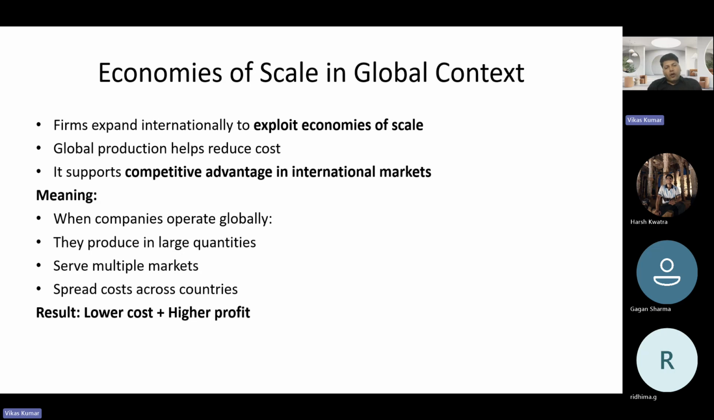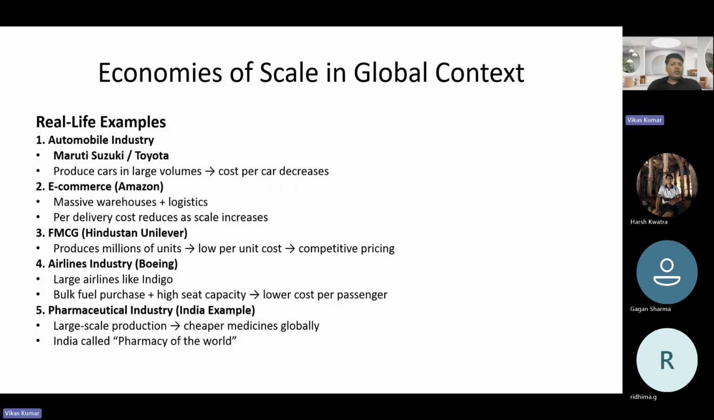So when companies operate globally, they produce in large quantity, they serve multiple markets, and they spread cost across the countries. So the result will be lower cost plus higher profit. If we talk about examples with respect to economy of scale in the global context, in the automobile industry, Maruti Suzuki and Toyota produce cars in large volumes, and because of this their cost per car decreases.